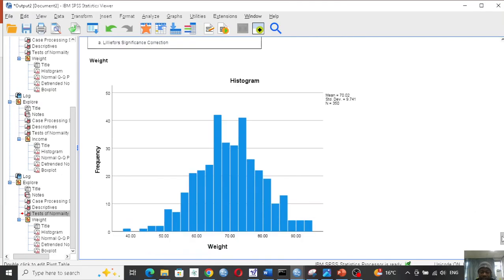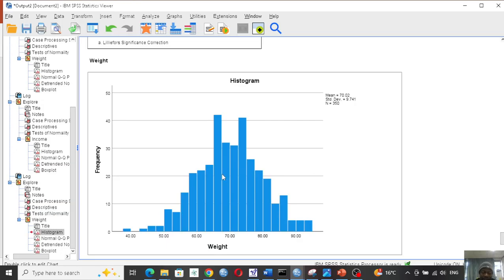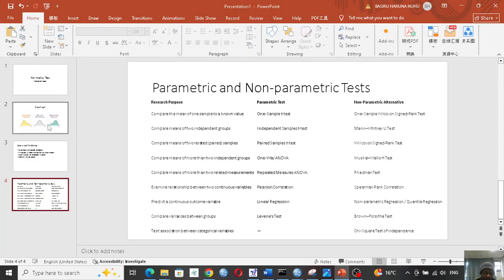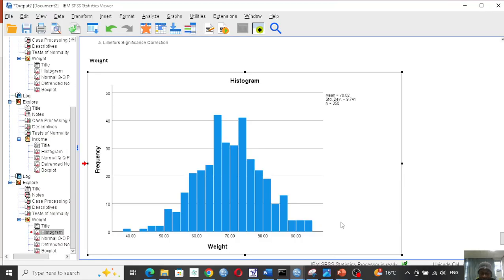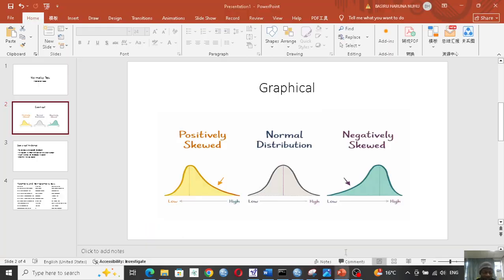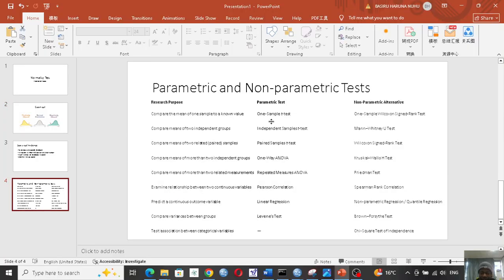So let's see what the histogram says. You could see that the histogram is approximately a normal distribution. This particular side is almost the same as the other side. It looks like this one. It doesn't have the longest tail to the right, neither to the left. It has it this way, which means that it is normally distributed. And for that matter, you can go in for this particular test if these are your objectives.